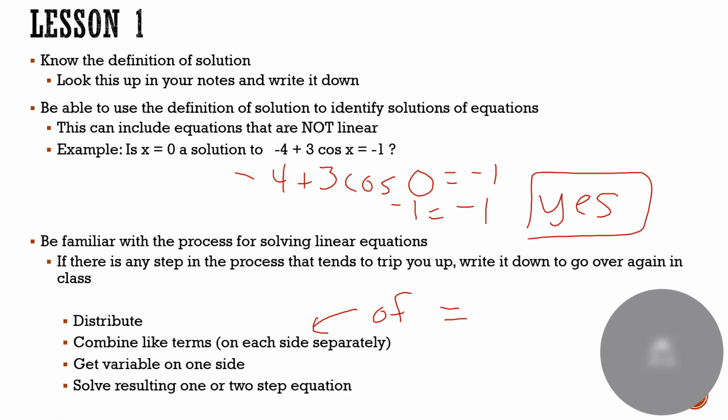And then solve the resulting one or two step equation. There are other ways to navigate this, but if you do the steps in this order, then you'll always land at either a one or two step equation, depending on how some of the numbers work out, and then you can take it from there.